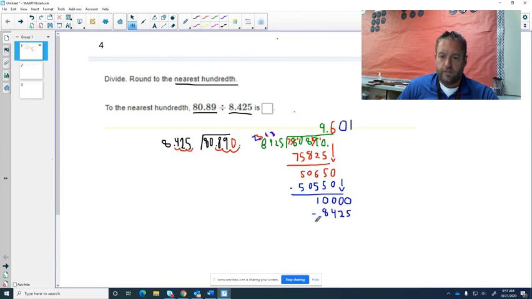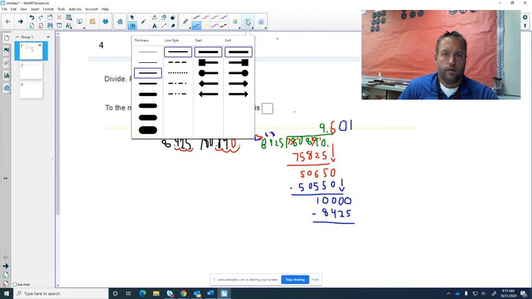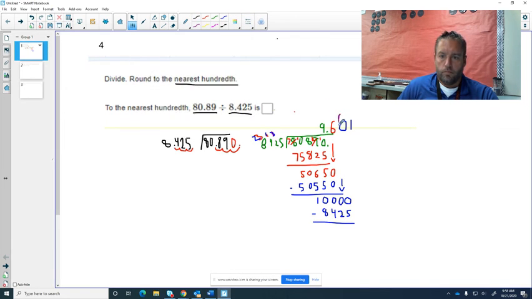Essentially we can stop the problem there because it says round to the nearest hundredth. The hundredths place is right here, where the 0 is. So in order to round to the nearest hundredth, we look next door. If it's 5 or above, we give it a shove. If it's 4 or below, we let it go. So we're going to let it go, and since it's a 0, it also gets let go. So the quotient in this particular problem, or the answer, is 9.60.